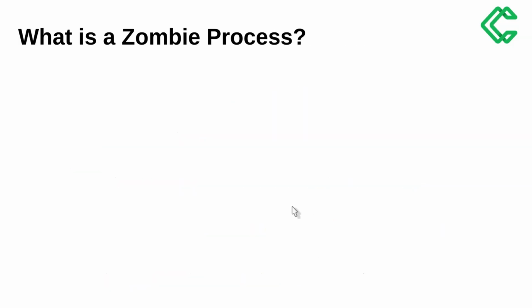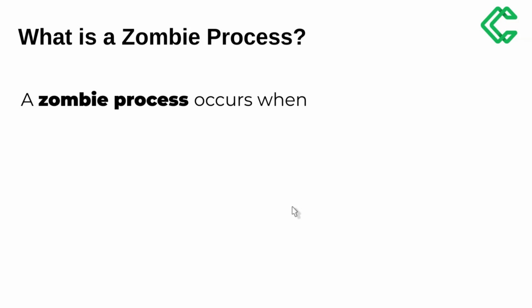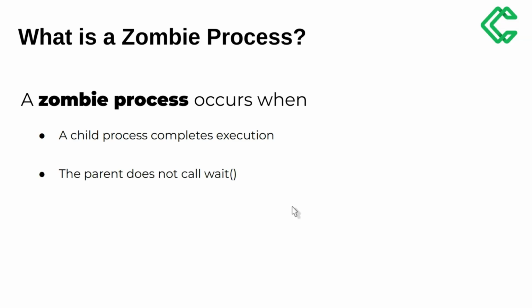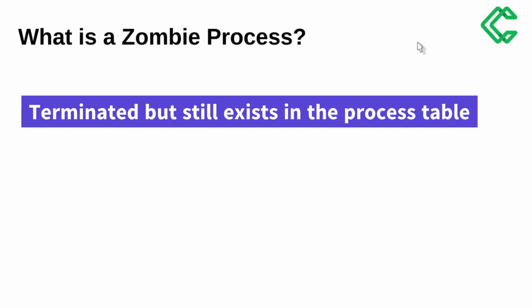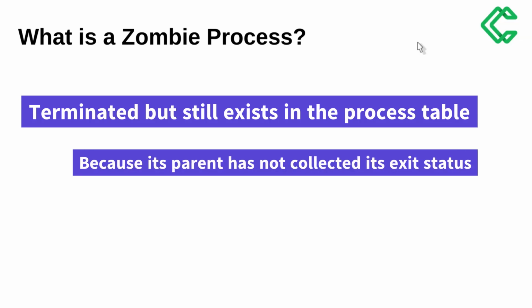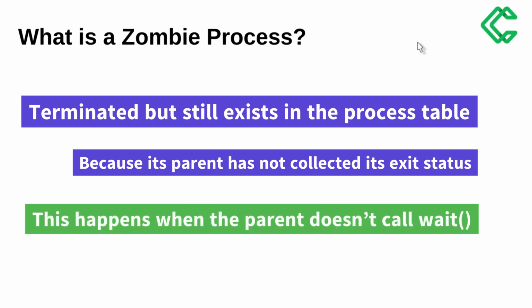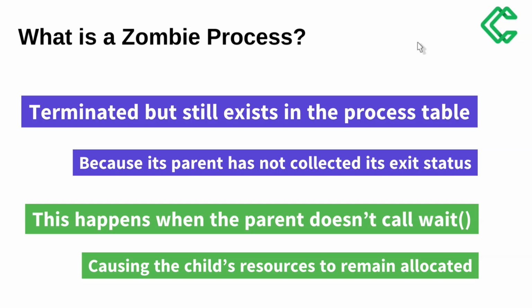What is a zombie process? A zombie process occurs when a child process completes its execution and the parent does not call wait. The child process remains in a zombie state until the parent reads its exit status. So a zombie process is a process that has terminated but still exists in the process table because its parent has not collected its exit status. This happens when the parent doesn't call the wait function, causing the child's resources to remain allocated. Let's understand the zombie process with the help of one example and let's see how to spot them.